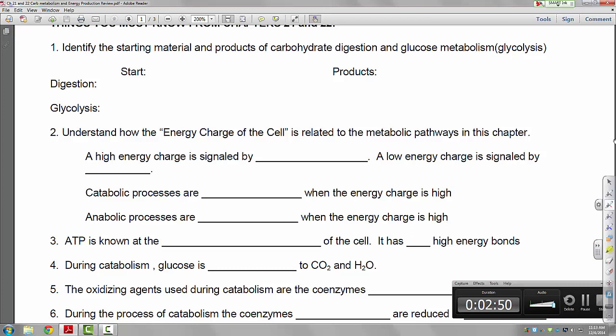So digestion now, it starts in the mouth. As far as digestion of carbohydrates goes, it begins in the mouth with salivary amylase. And what we're talking about here is starches, essentially. So starch is amylose, amylopectin. Nothing occurs in the stomach and it is completed in the small intestine.